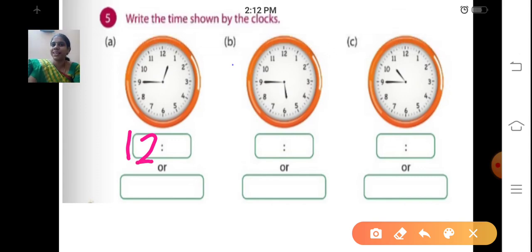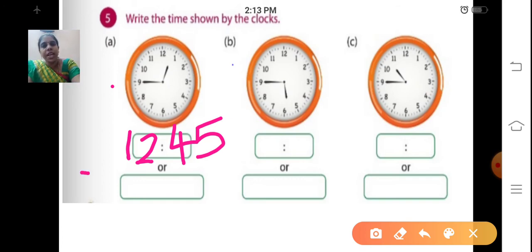Yes, minutes. How will you calculate the minutes? Just see the longer hand. It is at 9. So 9 into 5. You are going to multiply it by 5. 9 5s are 45. So 12:45. Correct. So the time is 12:45. How to write in other way? If the longer hand is at 9, how can we write? Quarter to. Just don't forget quarter to.